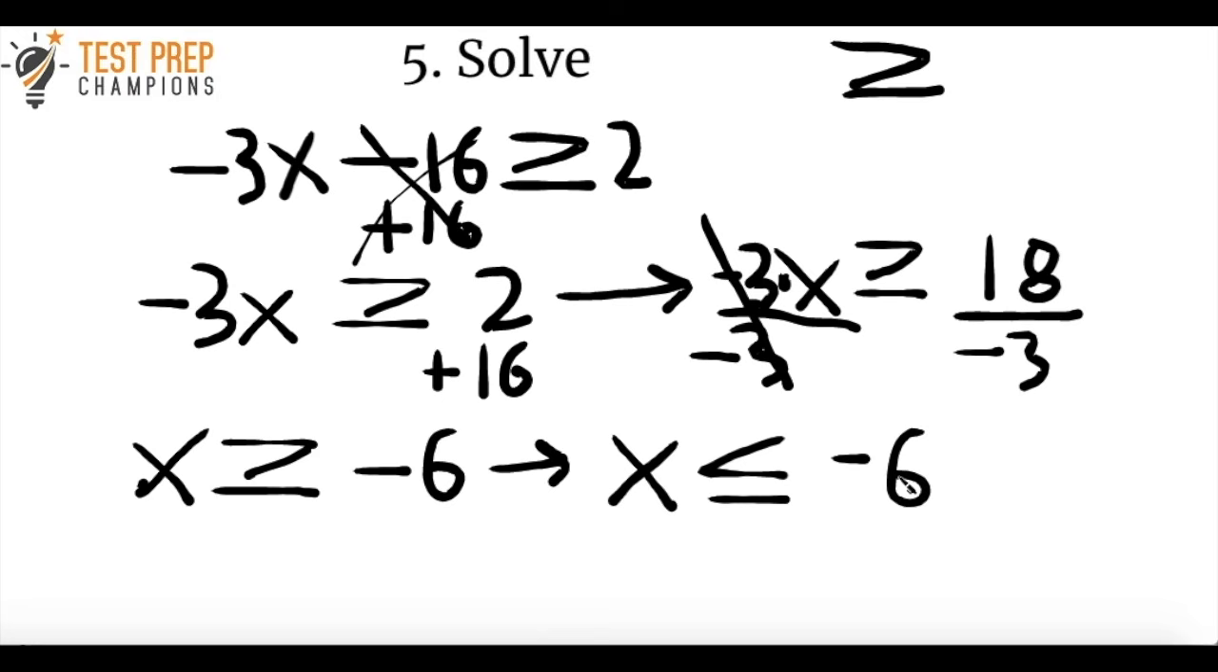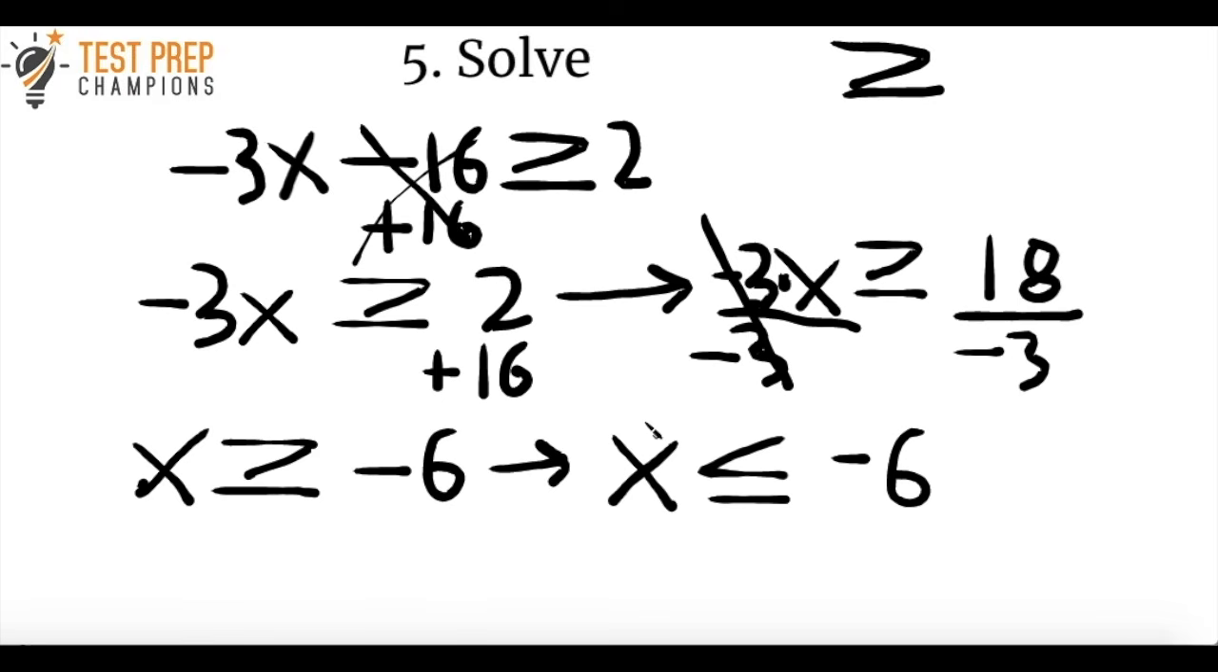Okay, so hopefully this makes sense here. So again, you want to approach these questions just like you would if this was an equal sign. So solve for the variable, but then just remember that if you multiplied or divided by a negative number, then you have to flip it around. So greater than or equal to becomes less than or equal to.